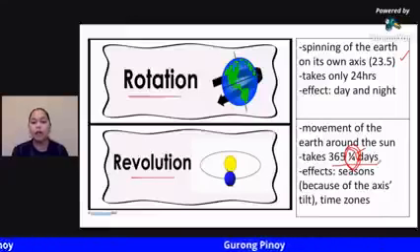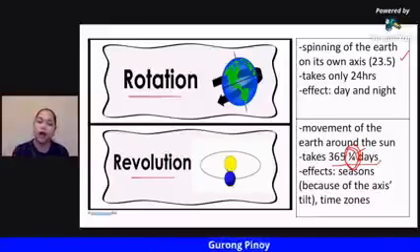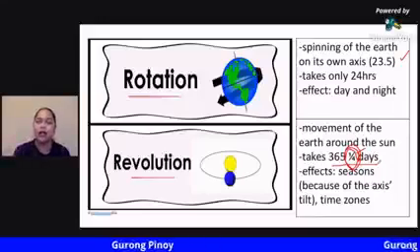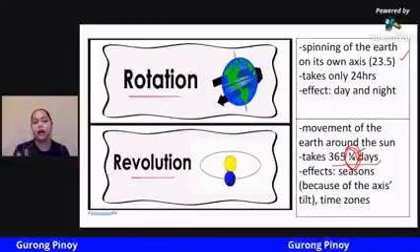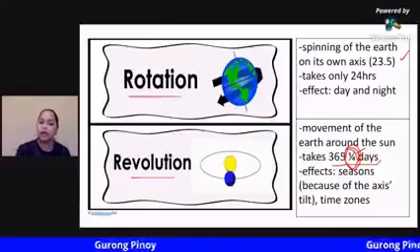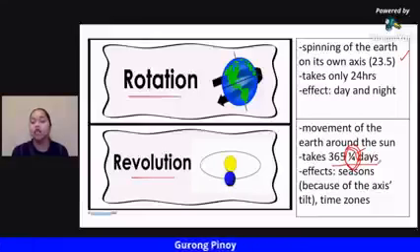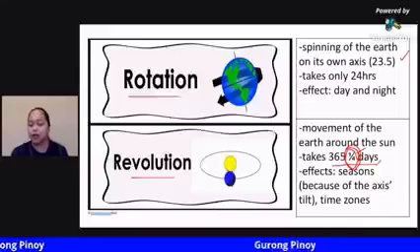Now, how do you know if a year is a leap year? All years that are divisible by 4 are leap years. So year 2020 is a leap year. Year 2024 is going to be a leap year. 2028 is going to be a leap year. 2032 is going to be a leap year. So all those years that are divisible by 4 are leap years.